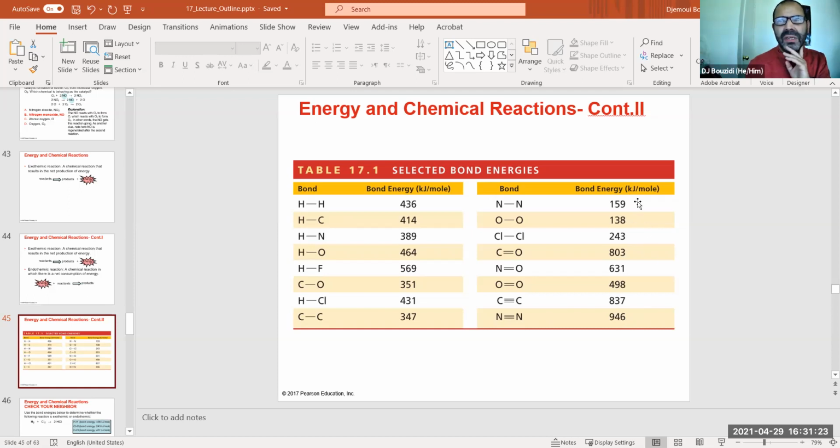Okay. But that's basically something to keep in mind. You don't really need to memorize any of these numbers, but just to have an idea in here, that usually with a single electron shared, the energies are a lot less than when you have two electrons shared or even more, okay?